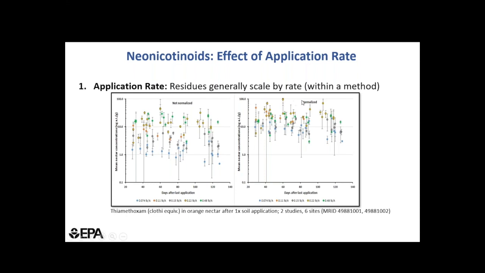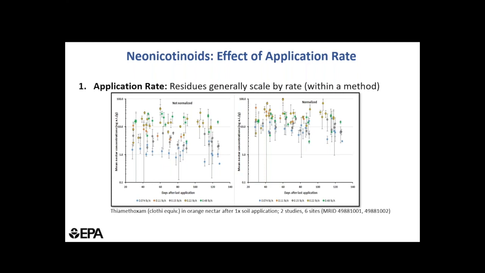rate. And the right plot shows when we have normalized all of these residue data to the same application rate. So clearly we've reduced a lot of the variability, but certainly not all of the variability. Now, with these particular data, the data points come from different sites. So not all of them are from the single site. So we're naturally going to have variability in the data due to other factors.